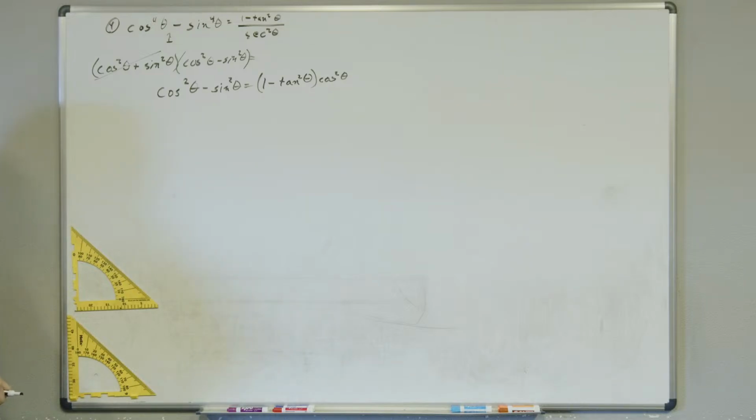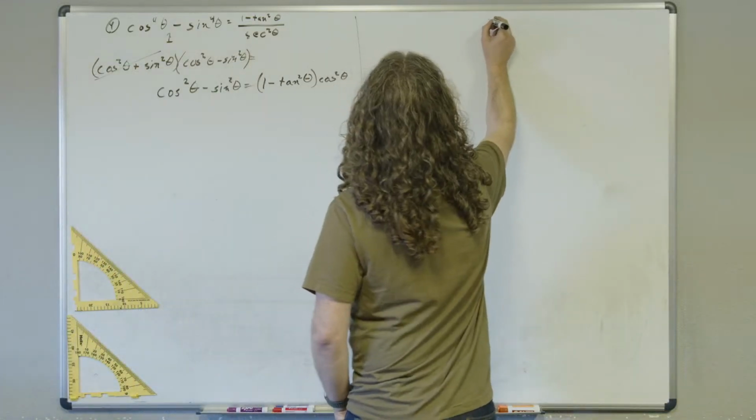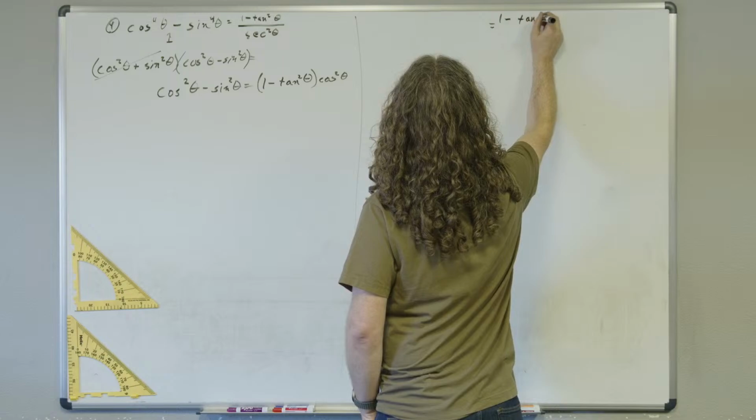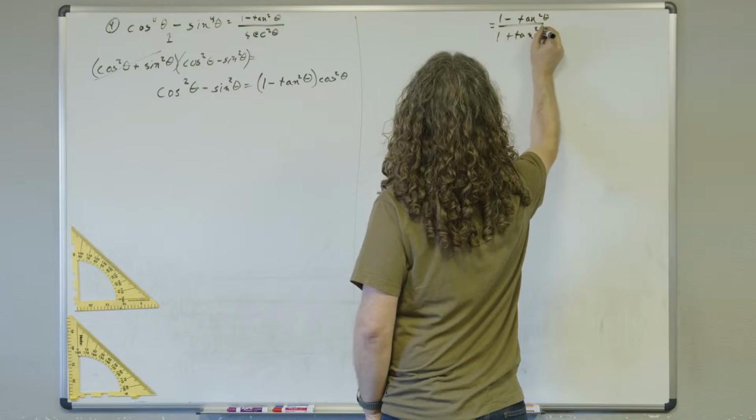What else could we do? Well, if secant squared of the angle turns into 1 plus tangent squared of the angle, I feel like there's something that could make that helpful. Okay, let's walk down that path too. 1 minus tangent squared theta over 1 plus tangent squared theta. Sure.